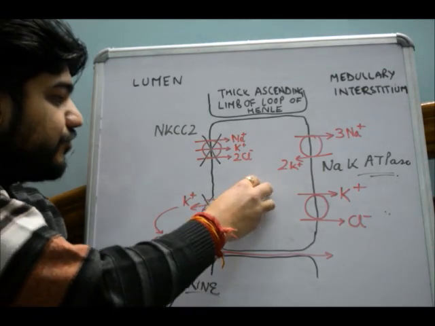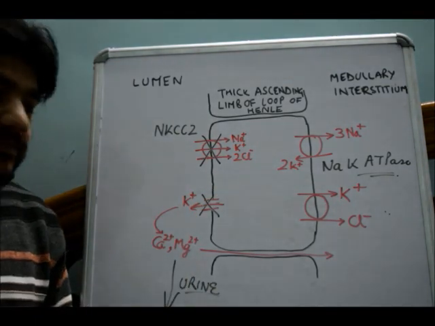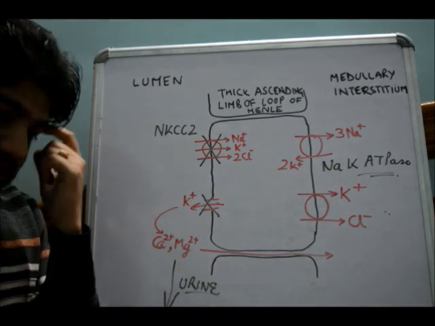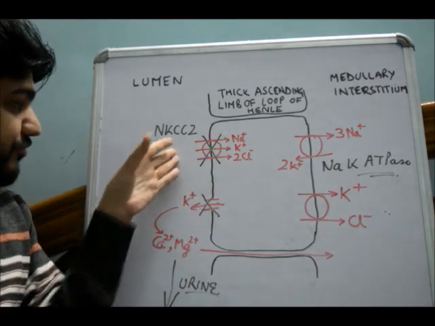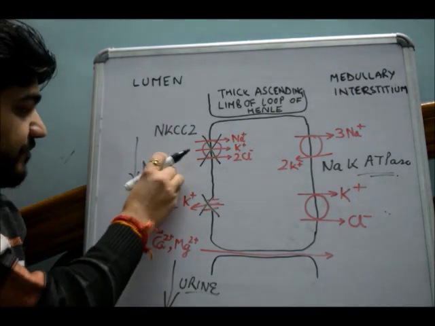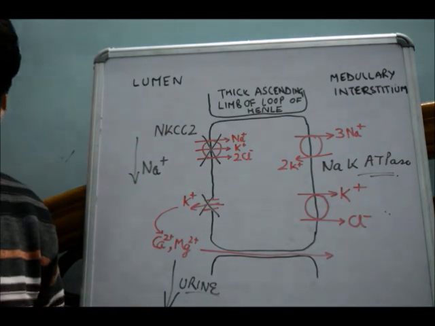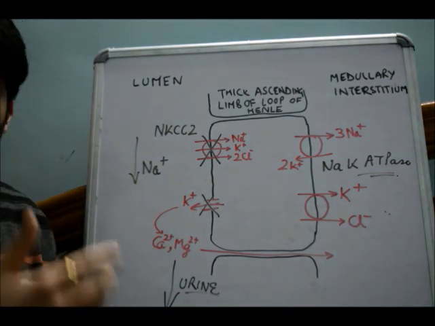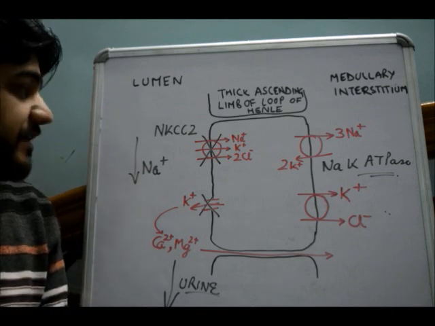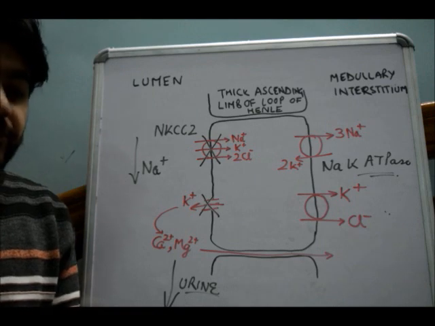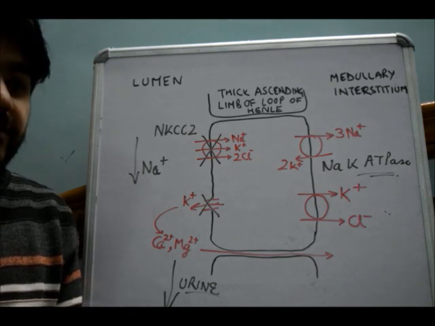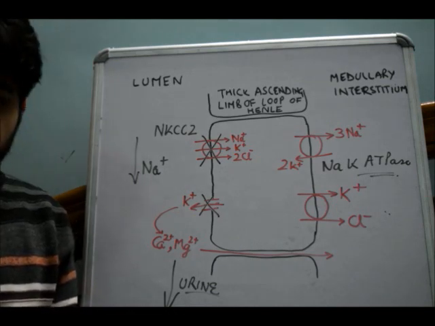And since I have told you that this segment handles about 25% of the total sodium load, there will be a lot of sodium which will also be entering into the urine. A lot of sodium will be presented to the further distal segments, and they do not have the capability to reabsorb much of the sodium. That's why these diuretics are called high efficacy or high ceiling diuretics. They are very, very effective in causing diuresis.